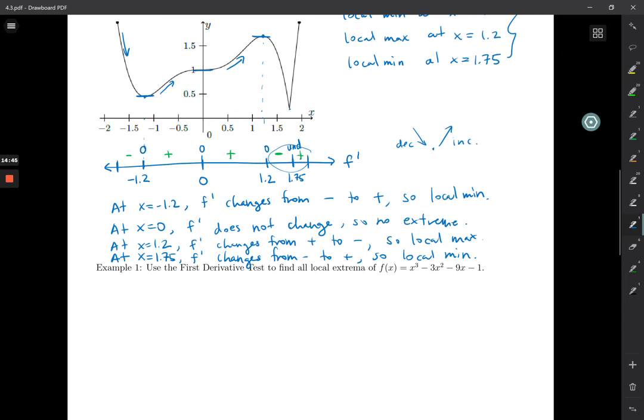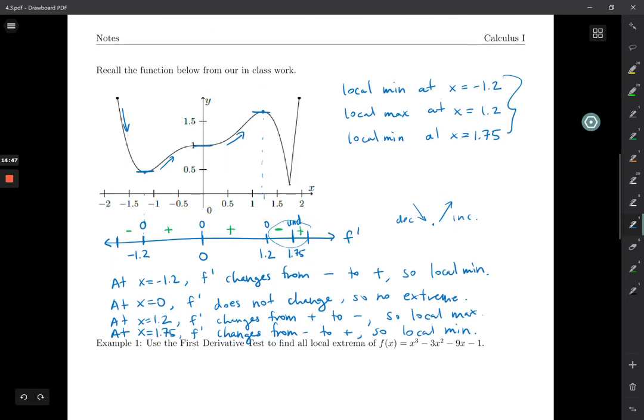So we did get a local min at negative 1.2 and another one at 1.75. And then we got a local max at 1.2. So of course, we already knew the answer, but this does confirm to us that this is how we can find local extrema. Okay, so we are going to do an algebraic example in the next video.